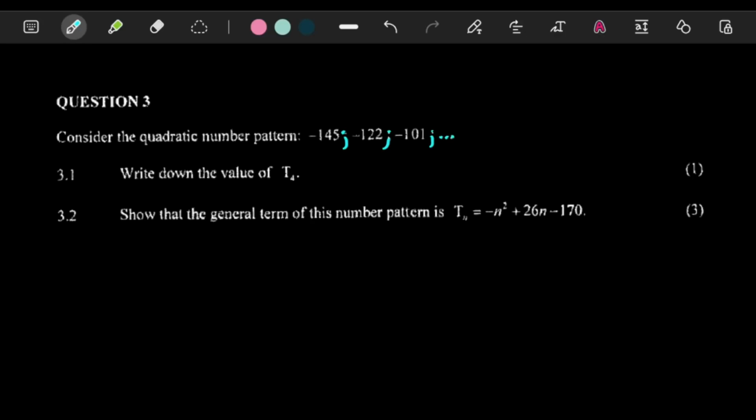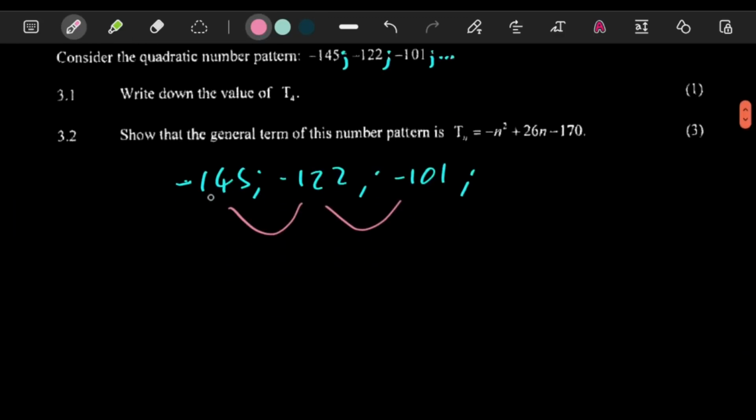Let's see. Write down the value of T4. This is a quadratic number pattern, so term number 4 is not very difficult to work out. Just use your knowledge. You know that this minus that, what are you going to get? Let's check in the calculator.